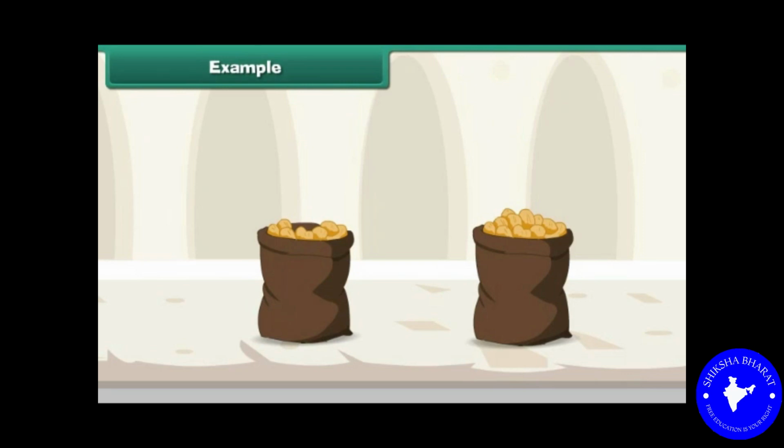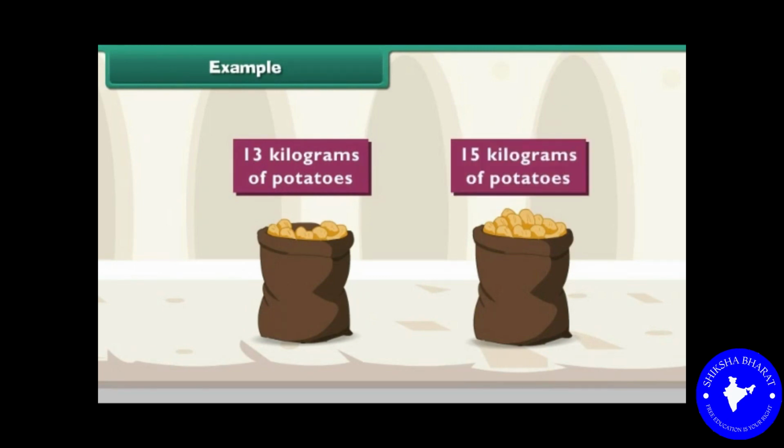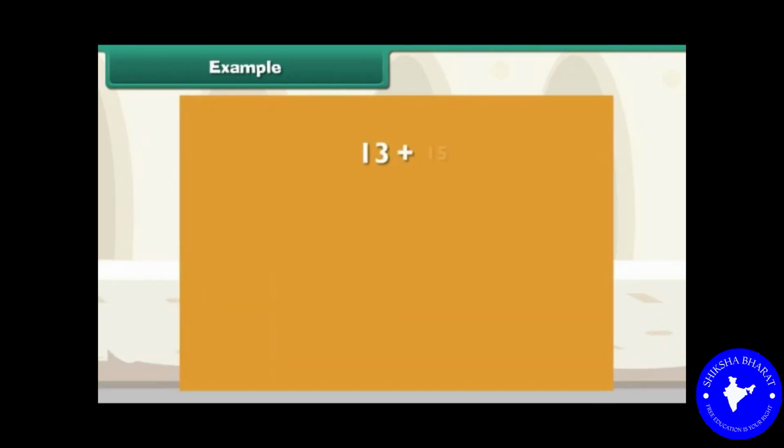Example. A sack contains 13 kilograms of potatoes. Another sack contains 15 kilograms of potatoes. How many kilograms of potatoes are there in all? To find the total quantity of potatoes, we must add 13 kgs and 15 kgs.